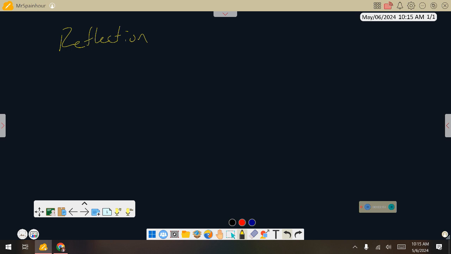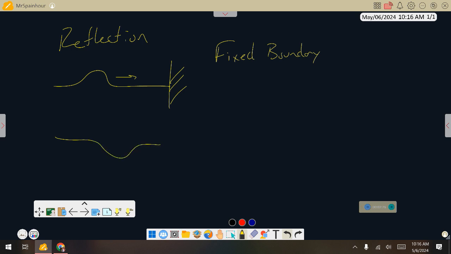The first type of reflection you're going to see, I'm just going to draw a string here, is one that is moving into a fixed boundary. In which case, what you're going to see is a demonstration of Newton's third law. What is Newton's third law? For every force, there is an equal and opposite force.